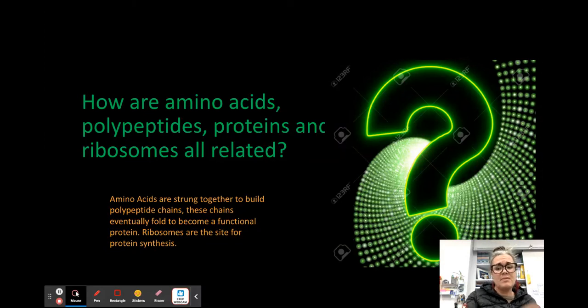So the big question at the end of this is, how are amino acids, polypeptides, and proteins all related? And how are they related to ribosomes? So you can see the answer here. Amino acids are strung together to build polypeptide chains. These chains eventually fold to become a functional protein. And ribosomes are where this actually takes place in the cell. Ribosomes are the site for protein synthesis.